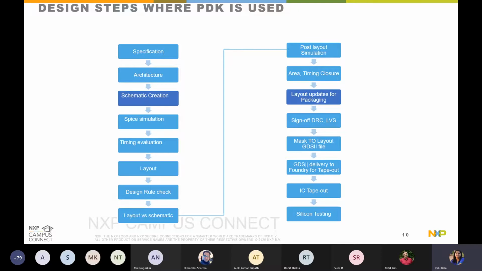Now for mask tape out to layout GDS file, here the PDK provides some RTO checkers. Basically these are the revision tape outs. They need to check if they have already done some tape outs, what are the differences, or if they have done all the sign off and everything, then whenever they do the changes, which mask layers are basically updated or being touched upon.